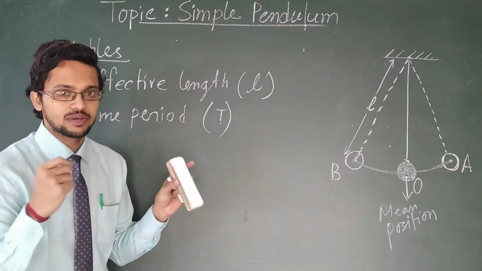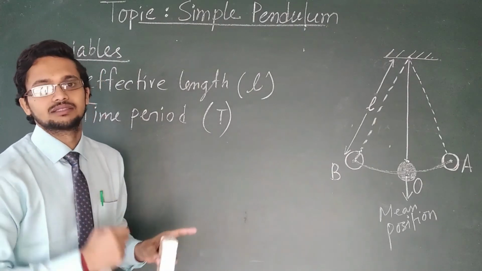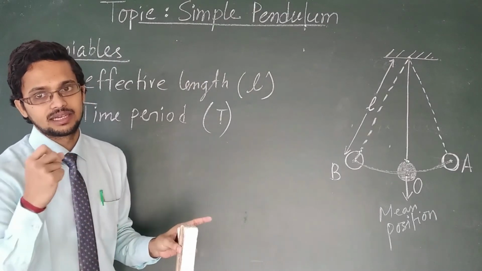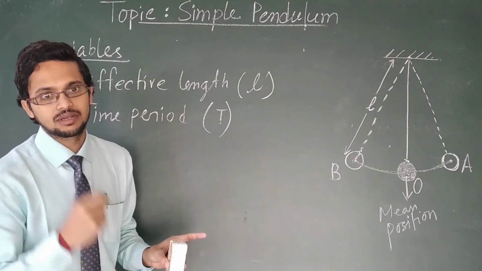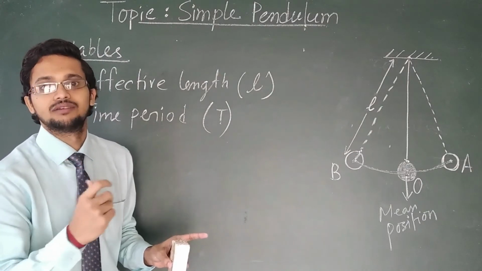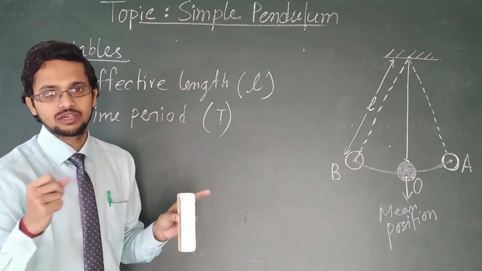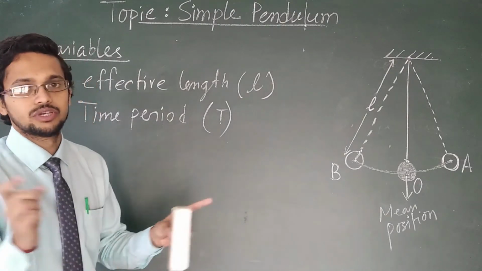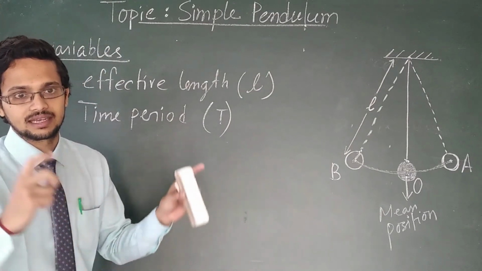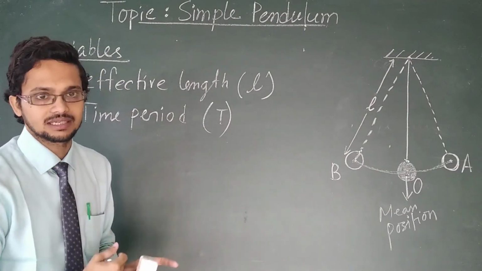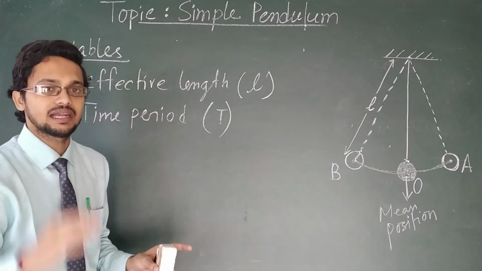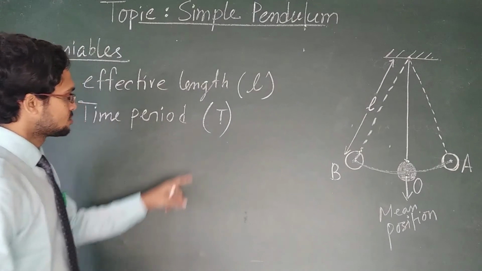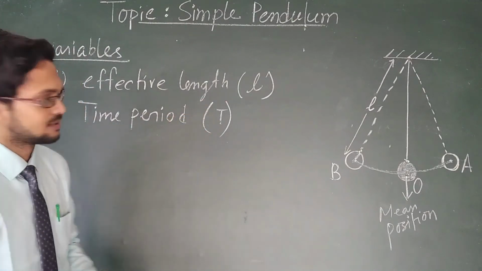If we take the time period once, there must be an error, and that error is accountable. We do not want any error in our experiment, right? For that reason, we do the average. We will take the total time for a number of oscillations, then divide that time by the number of oscillations, and we will get the time period. Understand? So these are the two variables.